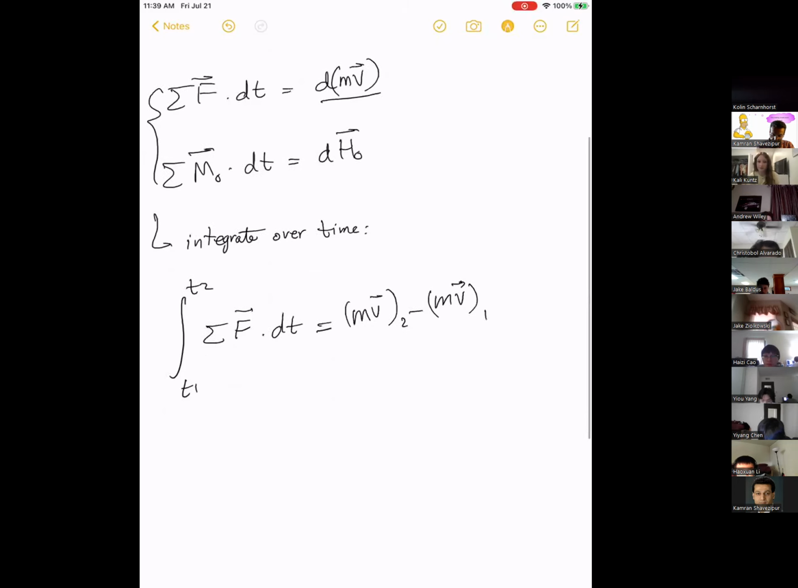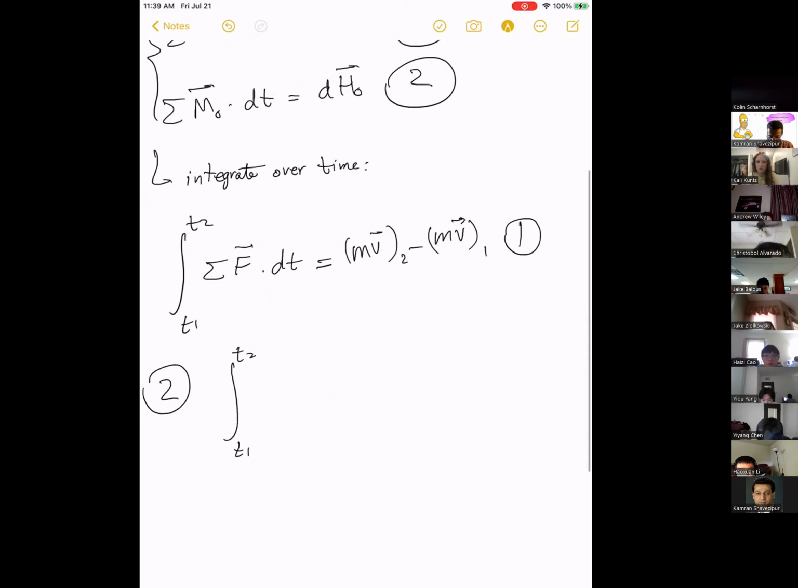And the second equation, this is equation 1, and now equation 2, we're going to get integration from T1 to T2, any time interval, summation of moments about O dt equals HO2 minus HO1. Moment about O, initial and final.